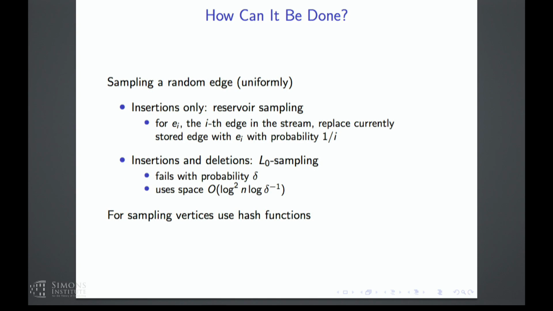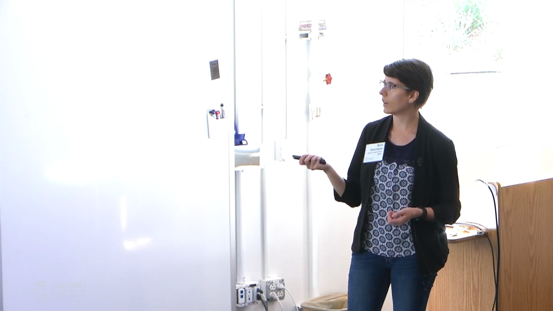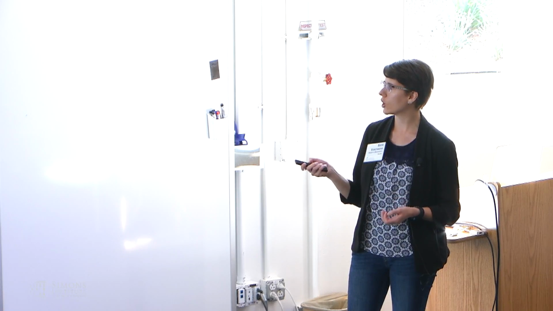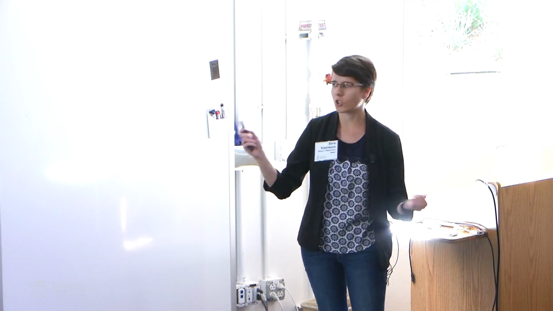So let me just quickly go over how we can sample edges. Assume we just want to sample one random edge uniformly at random from the set of all edges in the graph. If the stream only has insertions, then it can be easily done by reservoir sampling, where we keep the first edge in the stream. And then for each ith edge, we replace the edge that we're currently storing with this E sub i with probability 1 over i. And then at the end of the stream, we have a random edge.